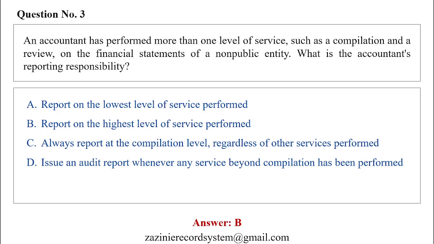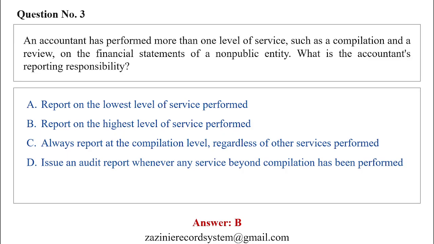Explanation. Letter B is correct because when multiple levels of service have been performed, the report reflects the highest level actually rendered, since that level involved the most rigorous work and gives readers the most meaningful assurance. Reporting at a lower level than what was actually done would understate what the accountant accomplished.